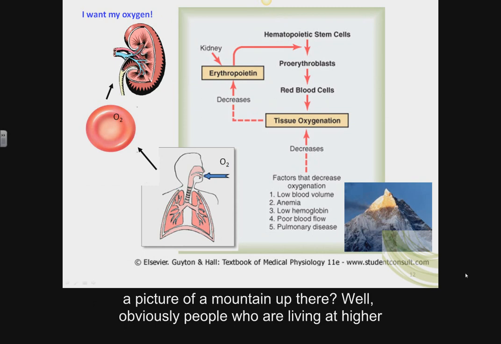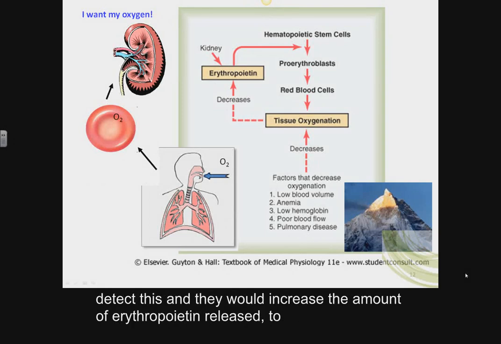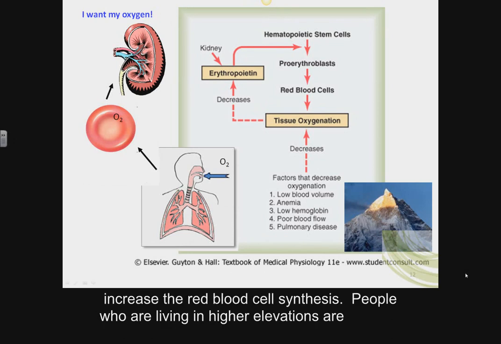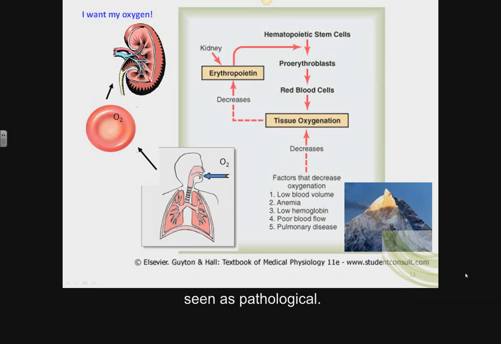Why do I have a picture of a mountain up here? Well, obviously people who are living at higher elevations are going to have less oxygen content in their atmosphere. The kidneys would detect this, and they would increase the amount of erythropoietin released to increase the red blood cell synthesis. People who are living in higher elevations are going to have a higher red blood cell count. This is an adaptive response and is not seen as pathological.